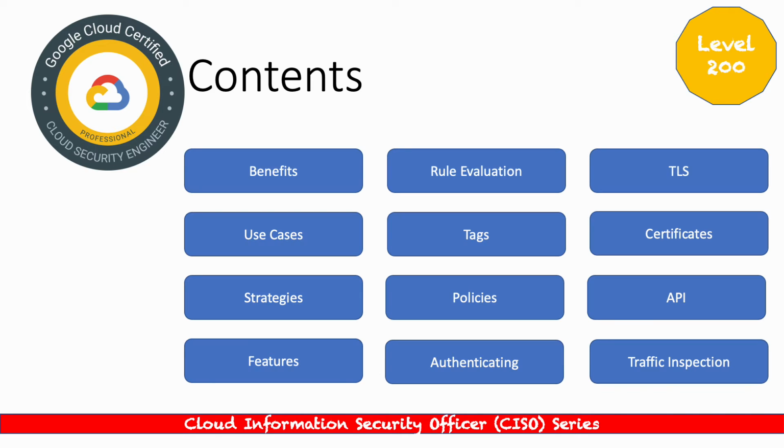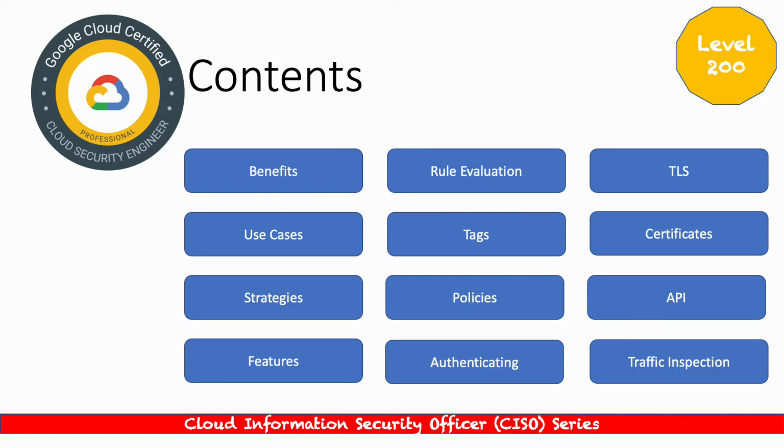As part of this course, we're going to talk about a lot of key concepts: the benefits, the use cases, and the strategy of using a specific product. We'll briefly cover some of the features. We'll look at rule evaluation. Secure Web Proxy, by definition, is a proxy, and by that I mean you are terminating a connection on the proxy and establishing a new connection. We'll look at some of those advantages in the coming slides.